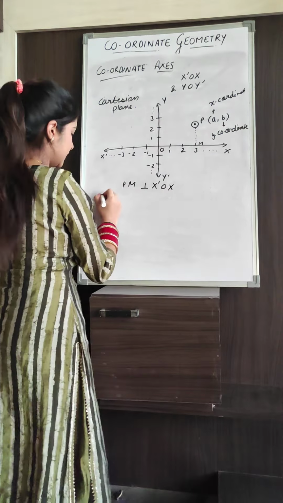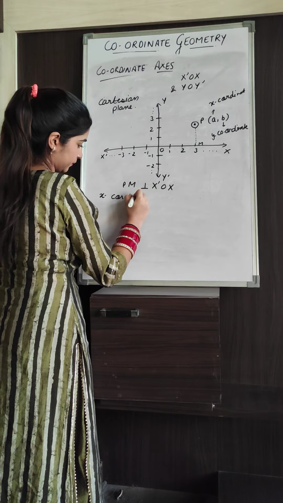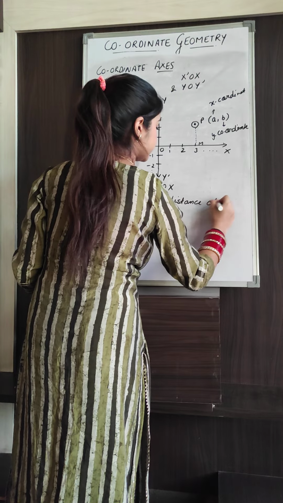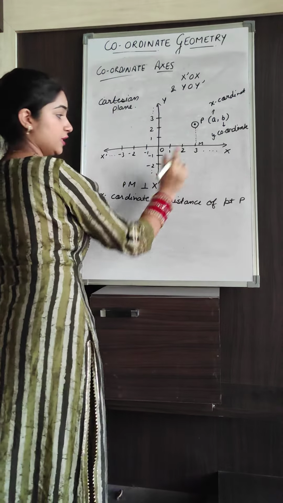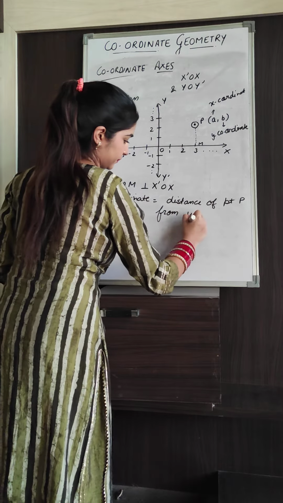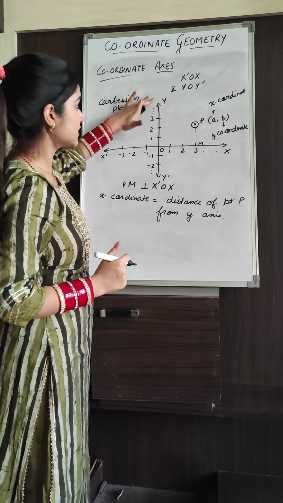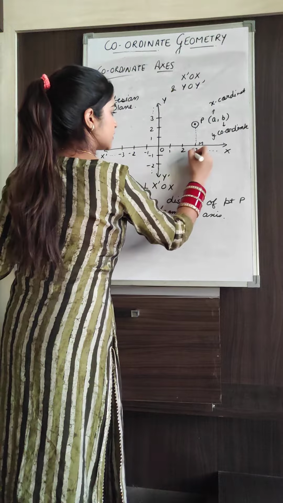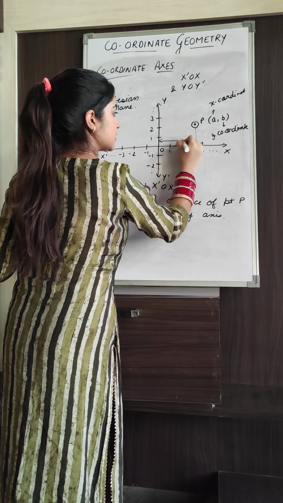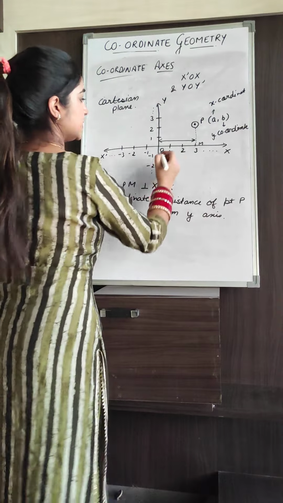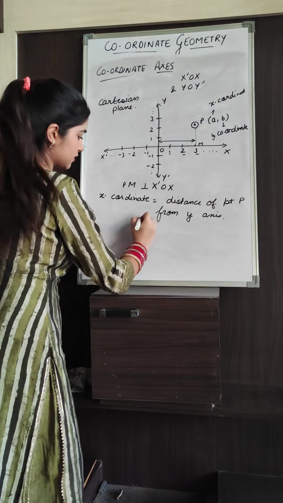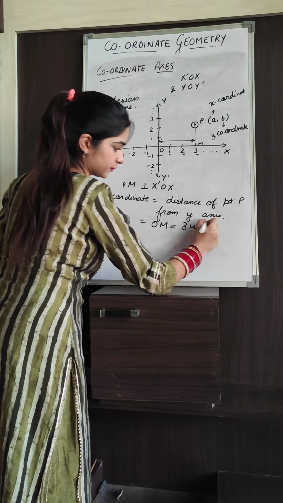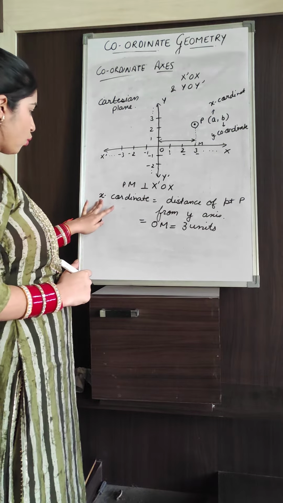Now the x coordinate is equal to the distance of point P from the y-axis. Where is our y-axis? This is our y-axis, this is our point P, and this is the distance from the y-axis to point P. And these are 1, 2, 3 units. So this is equal to OM, which is equal to 3 units. Clear? We have found the x coordinate.